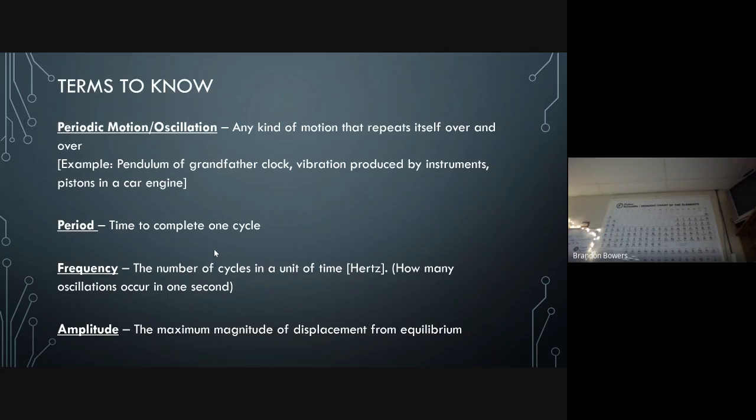Amplitude. Okay. So, what's the unit for period going to be? Seconds. Very good. Frequency, I give it to you. Hertz. Amplitude. Meters.